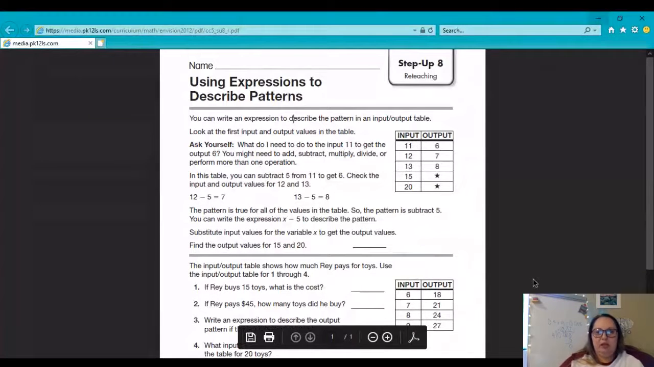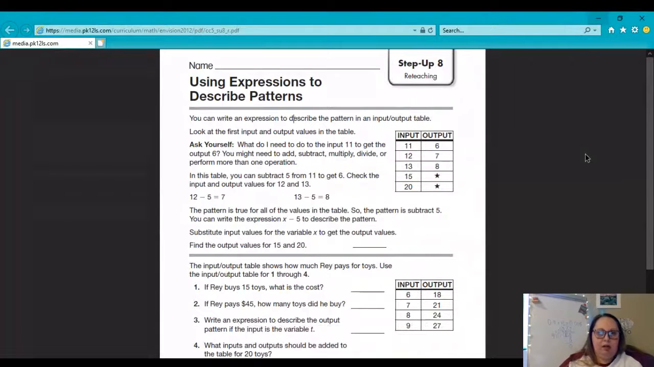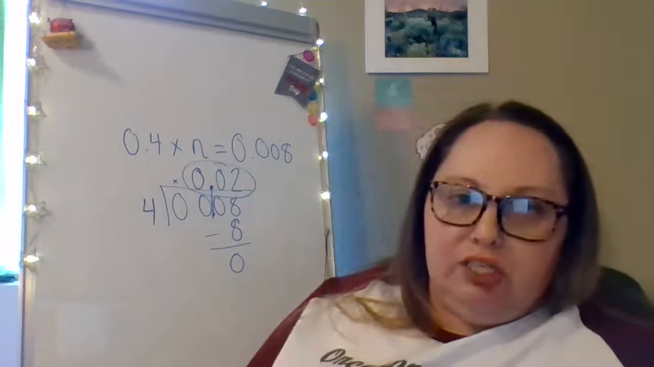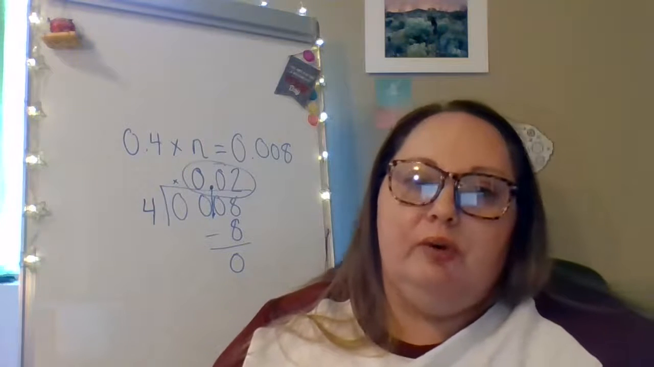So as you can see here, I have Step Up 8, it says so up in the upper corner. We are using expressions to describe patterns today. This is very similar to what we talked about, the input-output table. So what do you do to the 11 to get to the 6? What do you do to the 12 to get to the 7? So on and so forth. So you can write an expression to describe the pattern of the input-output table.